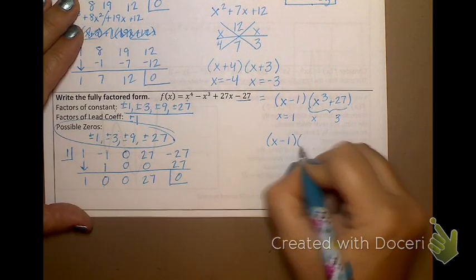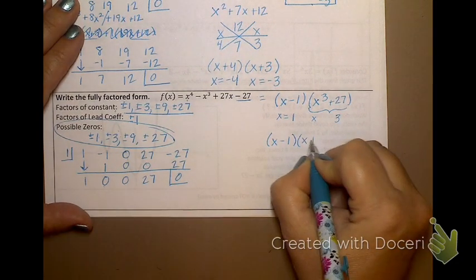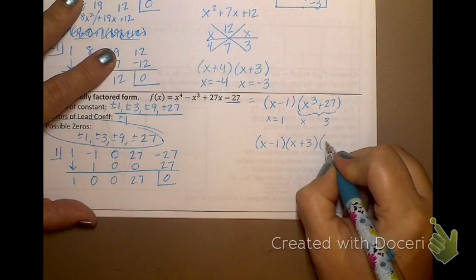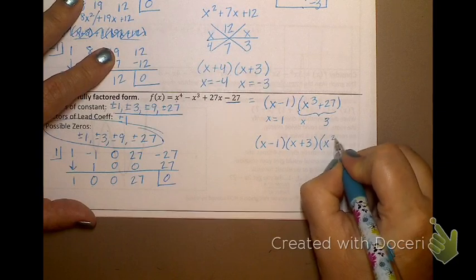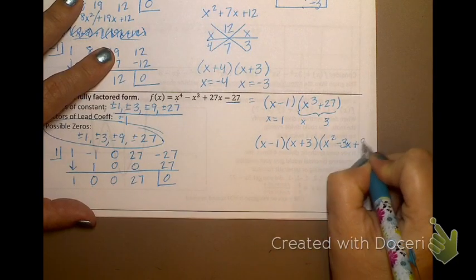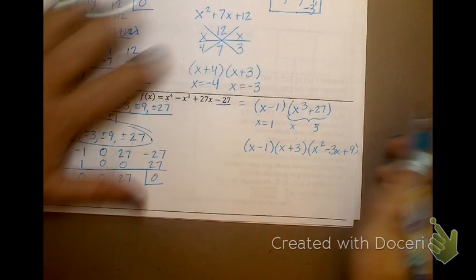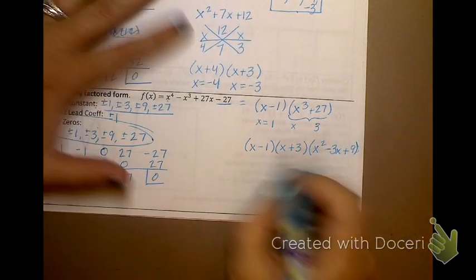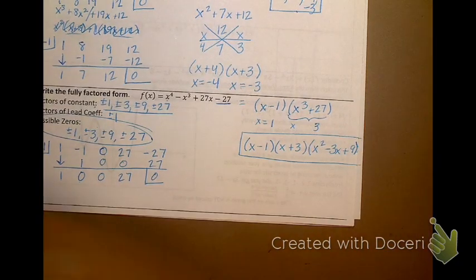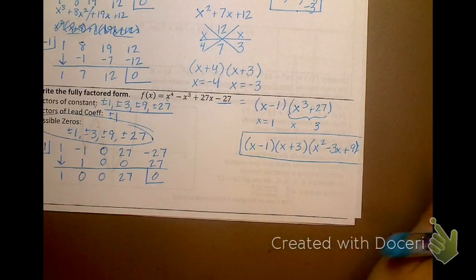So what do I get? X plus 3 would be in my first parentheses. Then what? X squared minus 3x plus 9. And I will tell you that after you have used your sum or difference of cubes, you're done. You cannot break that x squared down any further. You can sit there and stare at a snowflake as long as you want, but you're never going to find numbers that will make it work out.